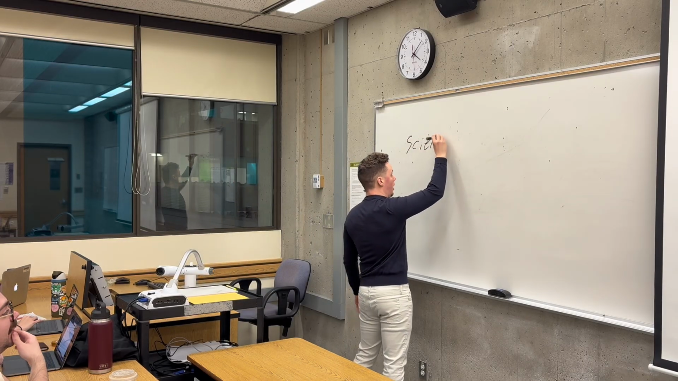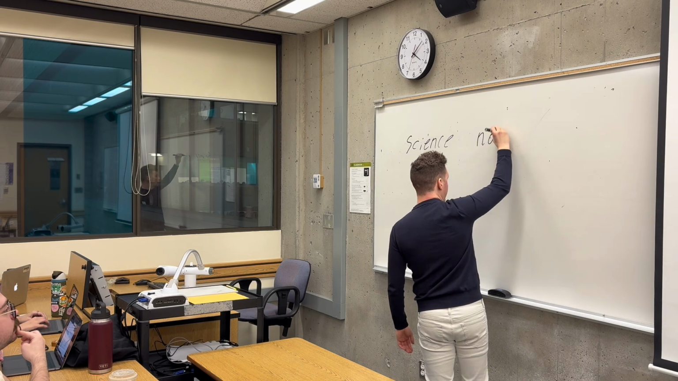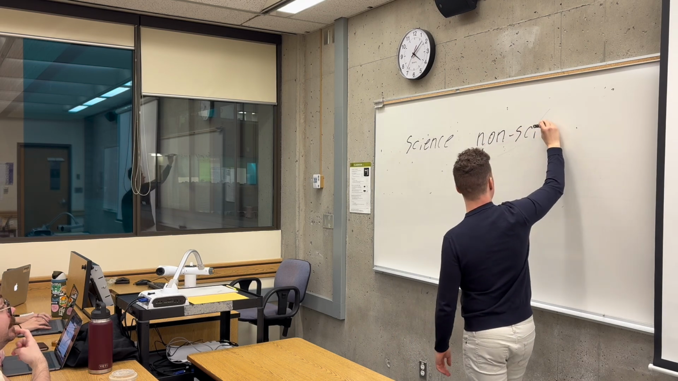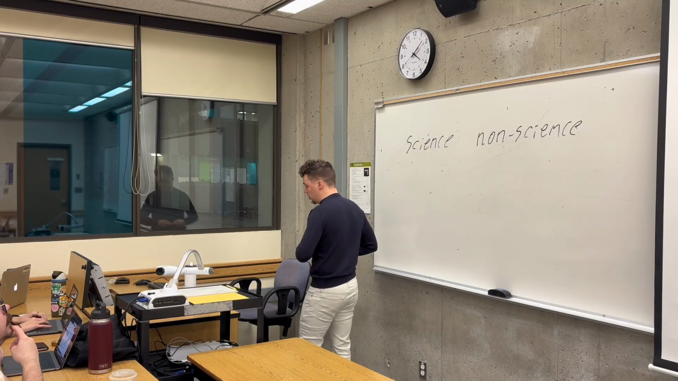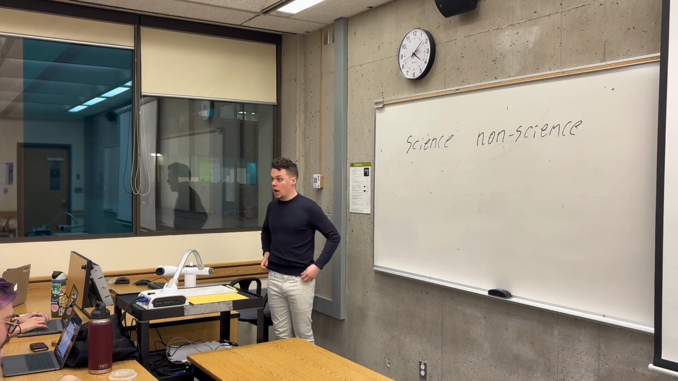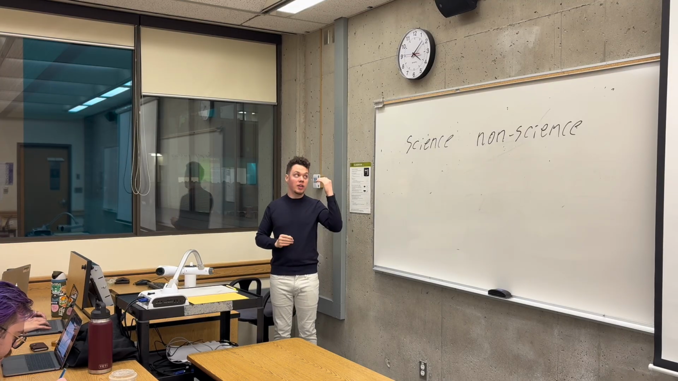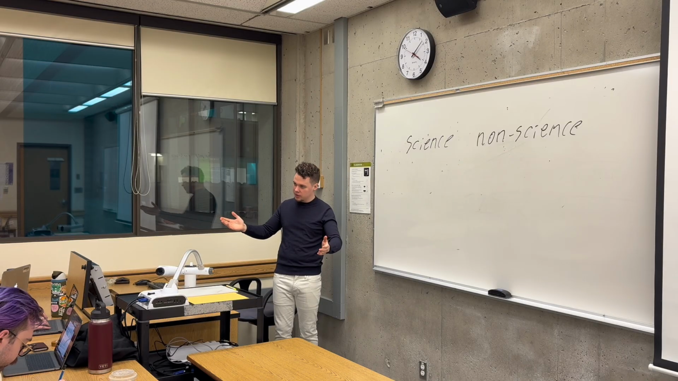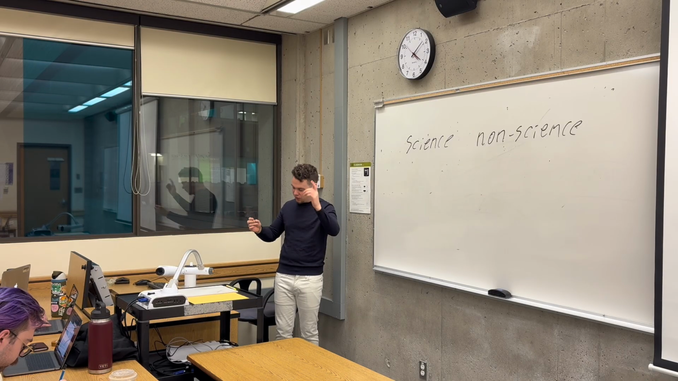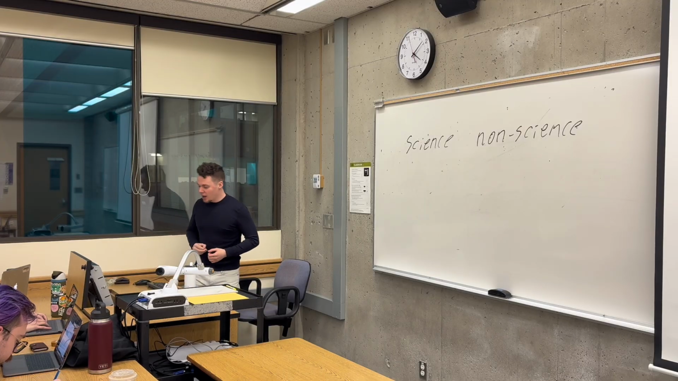I wanted to clear something else up. So Popper, of course, wanted to distinguish science from non-science. A term I didn't define was the problem of demarcation. This is the problem of demarcation. What is it that distinguishes science from non-science? And Popper's answer is? Falsifiability. Good. If you didn't get at least that out of the lecture, I'd be a little sad.